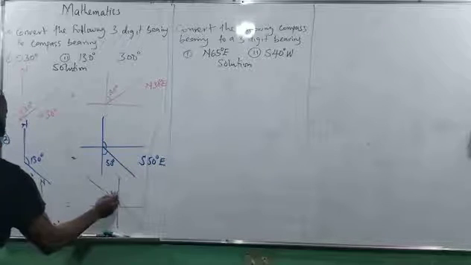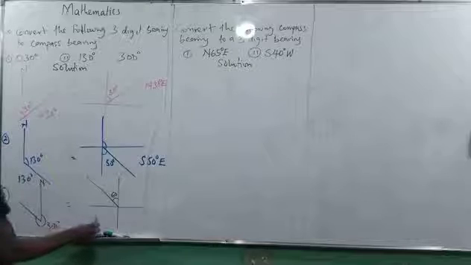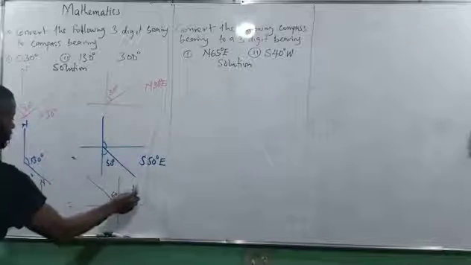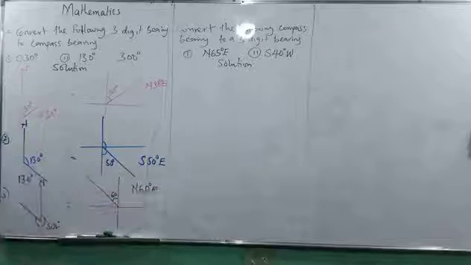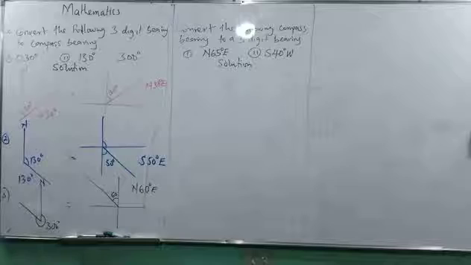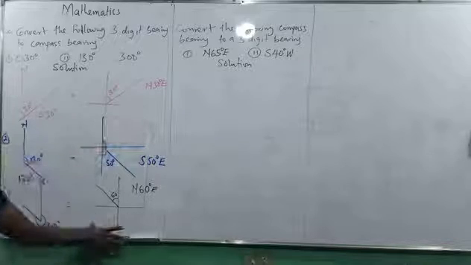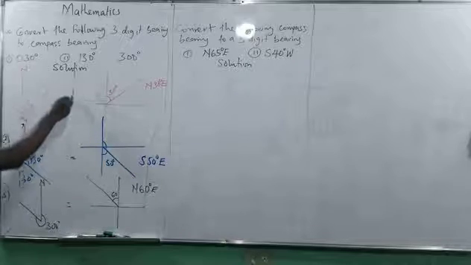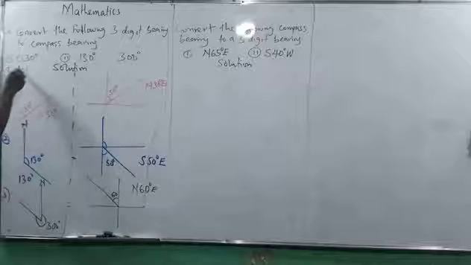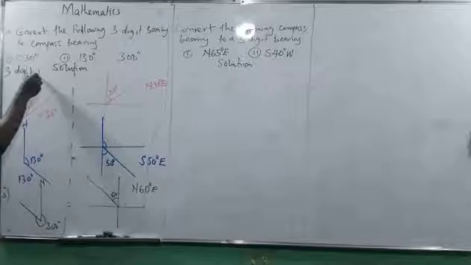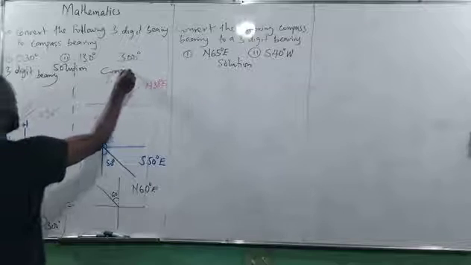It will be 60 degree. Indirectly, it means I'm talking about this. It means it will be north of 60 degree west. North of 60 degree west. Now, can you see 3 digit bearing and compass bearing? All what you are looking at here, these are 3 digit bearing, and this one is what? Compass bearing.